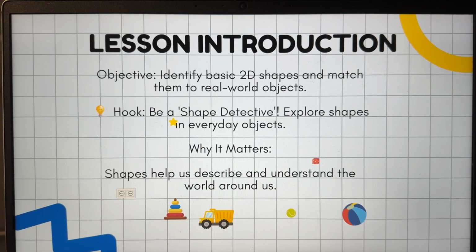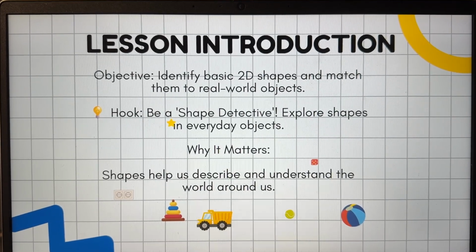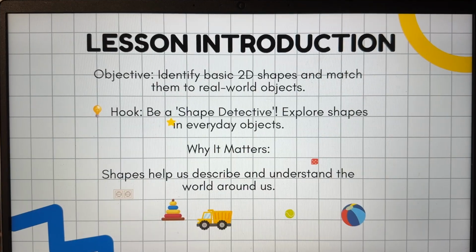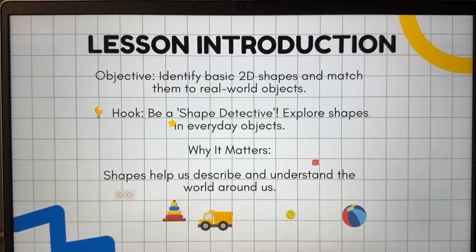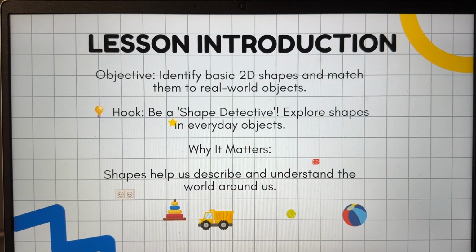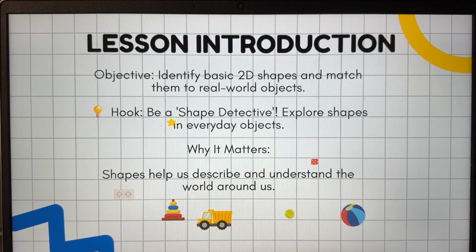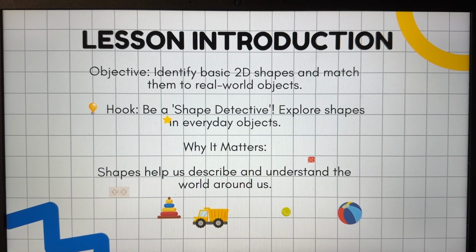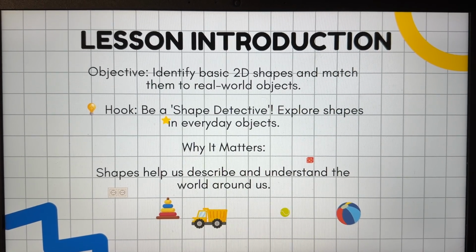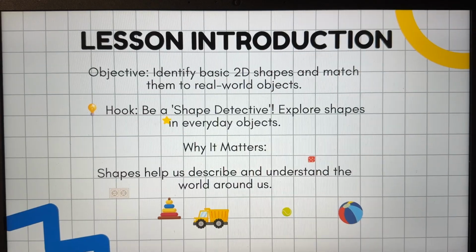For our lesson introduction, our objective is going to be identify basic 2D shapes and match them to real-world objects. Our hook is be a shape detective. Explore shapes in everyday objects. Why it matters. Shapes help us to describe and understand the world around us.